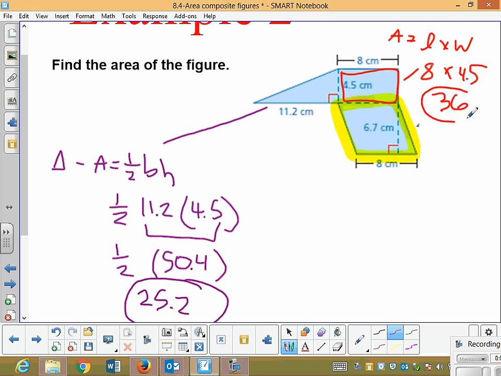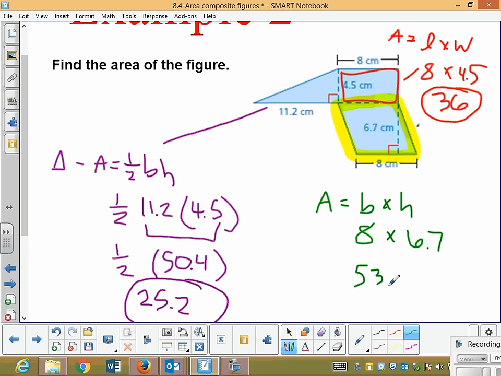Now, this piece right here is called a parallelogram, and the formula for a parallelogram is A equals base times height. Now, the base is going to be the bottom. Notice 8 is the bottom. Now, height is always going to be from the top of one corner here to the bottom. We don't measure the height of a parallelogram on the slant. We measure it right here from top to bottom. So the height is going to be 6.7. And then we're going to multiply these two together. So 8 times 6.7 will give you a total of 53.6.